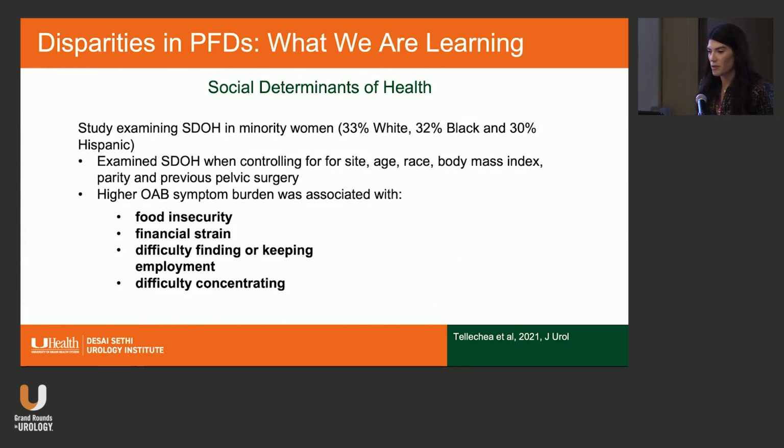In particular for pelvic floor disorders, we've examined social determinants of health, and when we control for things like site, age, race, BMI, parity, and previous pelvic surgery, we notice that there's higher OAB symptom burden that is associated with food insecurity, financial strain, difficulty finding or keeping employment, and difficulty concentrating.